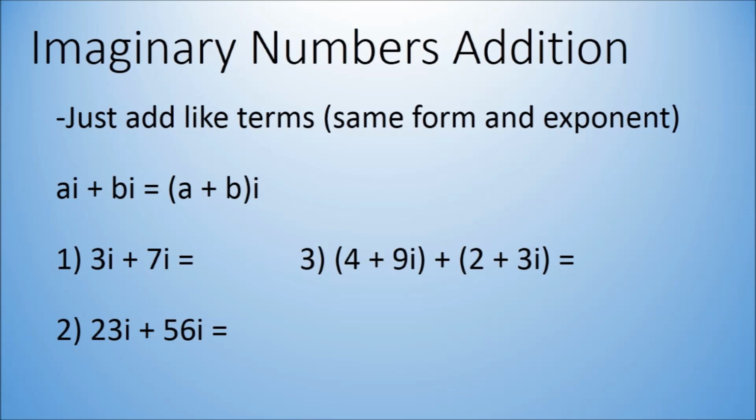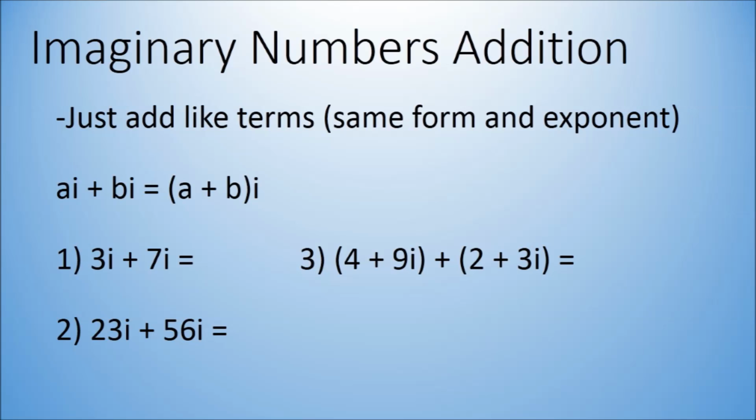So for some examples, we'll take 3i plus 7i. They're both like terms, you could say. So you just add the 3 and the 7 and you get 10i. For the second one, 23i plus 56i, in the same way, you'd add 23 and 56, you get 79i.